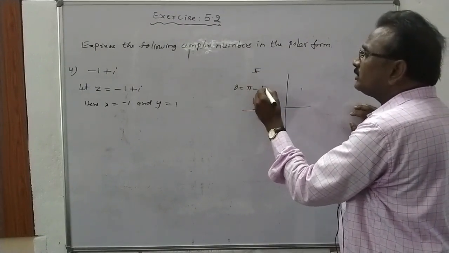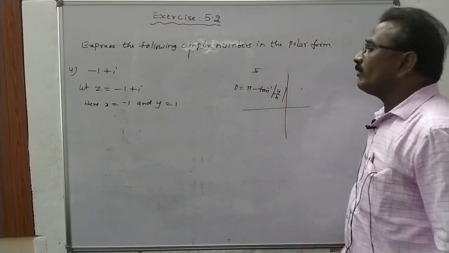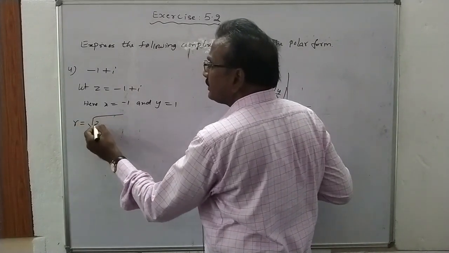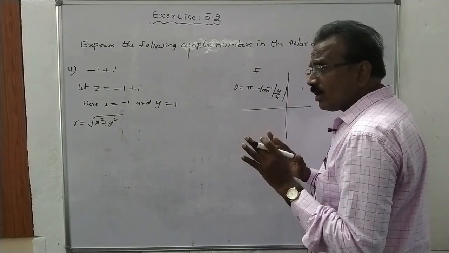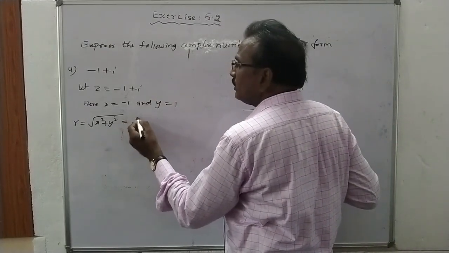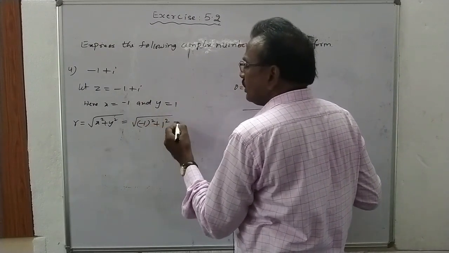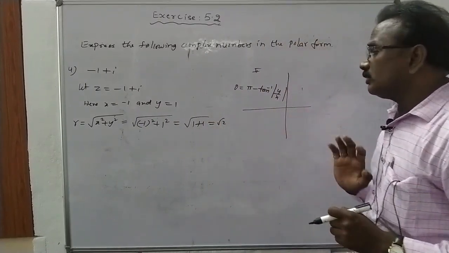In the second quadrant, the theta value is equal to pi minus tan inverse of modulus of y by x. So this is the theta value. First, find the r value. R is equal to root of x square plus y square. In any quadrant the r formula is the same, square root of x square plus y square. That is root of minus 1 whole square plus 1 square, that is root of 1 plus 1, that is root 2. So the r value is root 2.